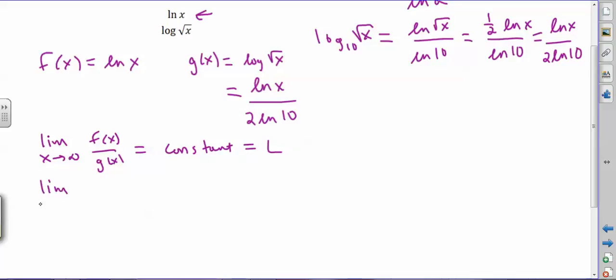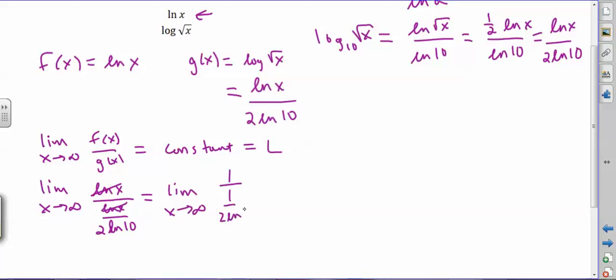So I've got the limit as x goes to infinity. And for f of x, I've chosen the natural log of x. And for g of x, I've chosen the natural log of x divided by 2 times the natural log of 10. Now, of course, I can simplify this because I have a natural log in the numerator, and I have a natural log in the top or the numerator of the denominator, and I can get those to cancel. And of course, I still have my limit as x goes to infinity, but I've got 1 over 2 natural log 10.